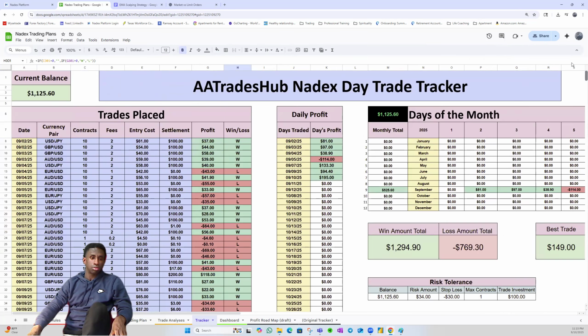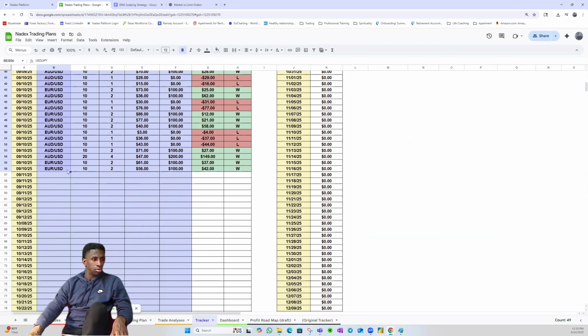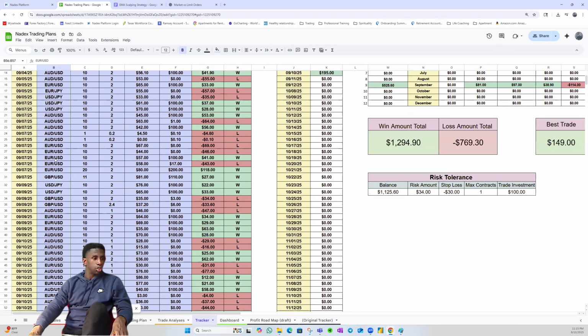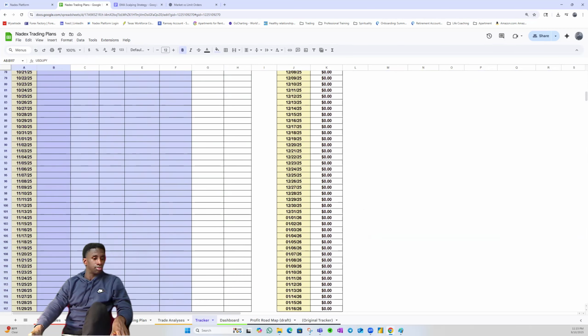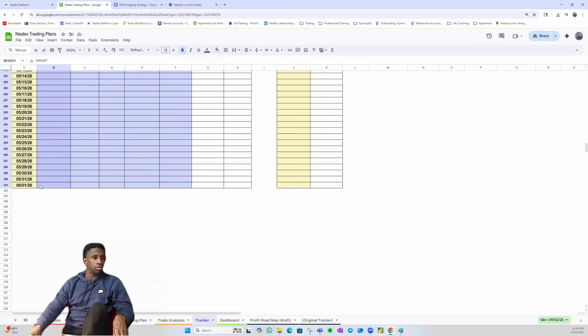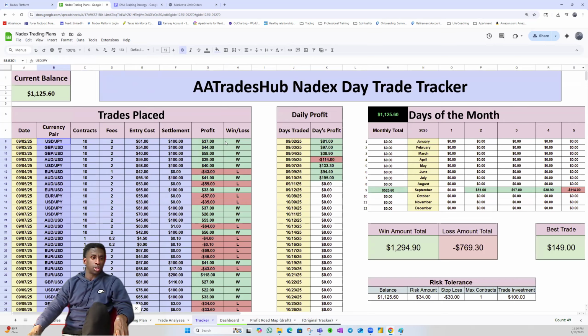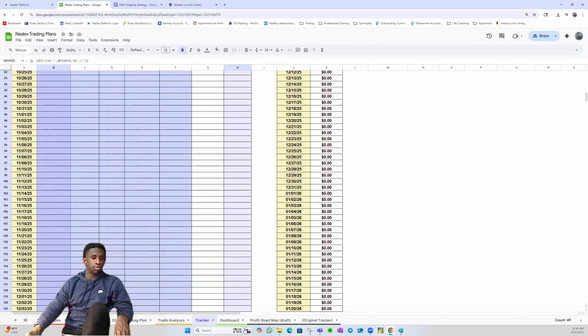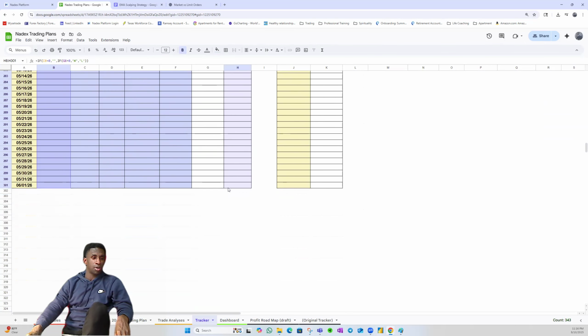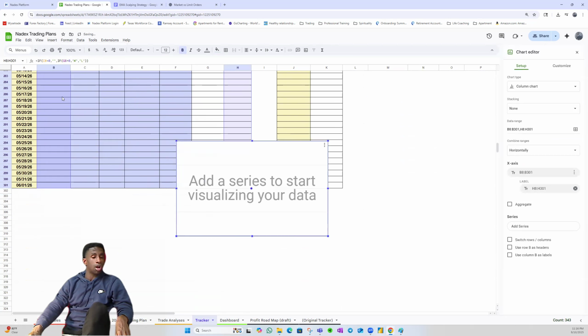Now we're gonna go up and we're gonna get this column, go all the way down, and then we're gonna go to insert charts.